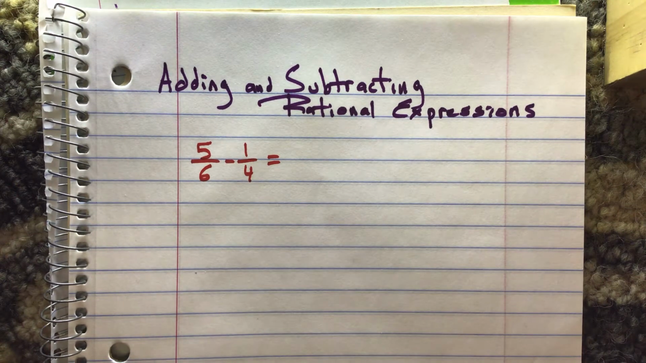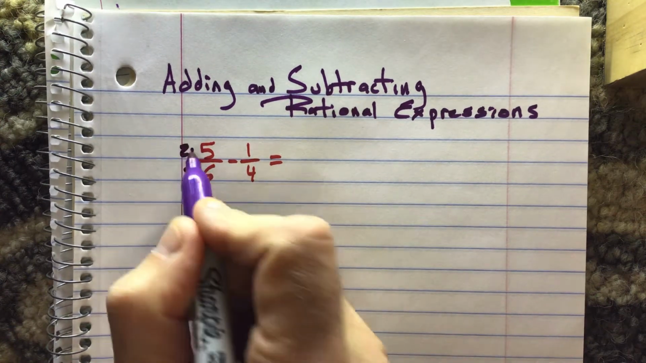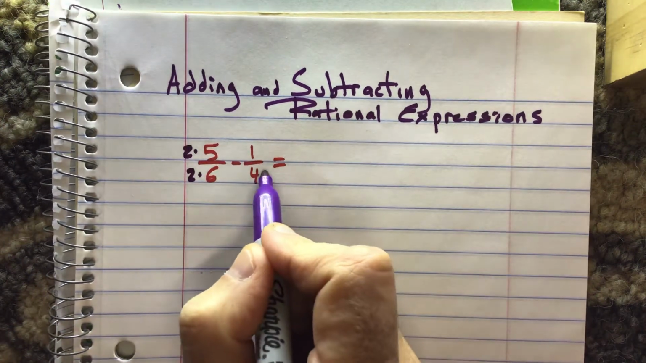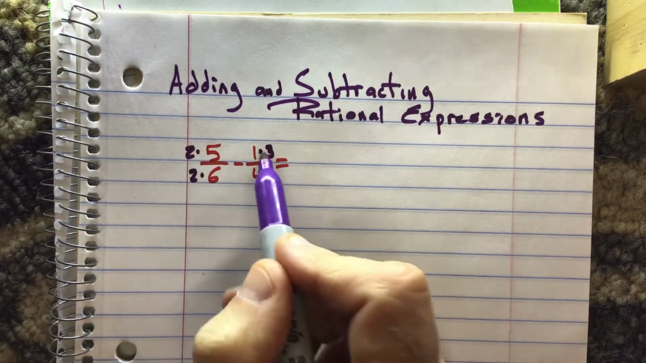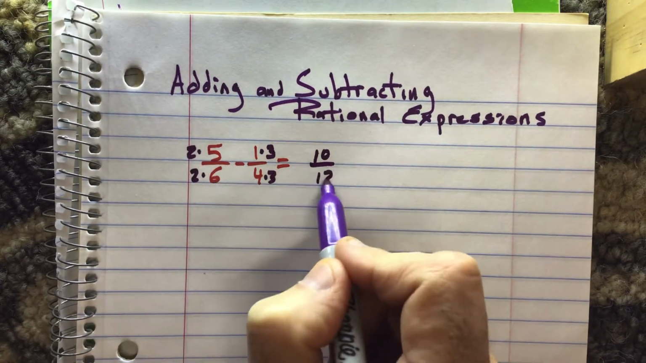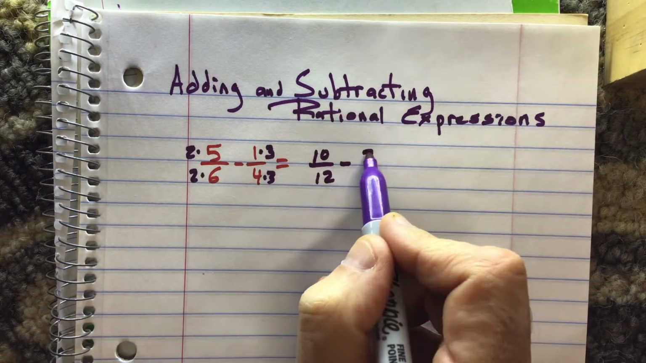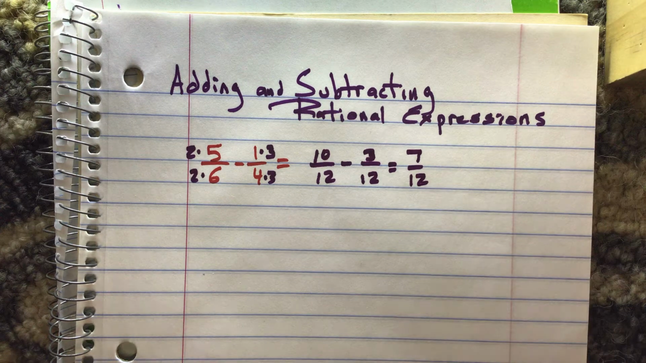So this is a subtraction of fractions. In order to subtract fractions, you need a common denominator. In this case, the common denominator would be 12. I would get that by multiplying this by 2 and this by 2, and I would multiply this by 3 and this by 3, which is like multiplying by 1, 2 over 2, 3 over 3. That gets me 10 over 12 minus 3 over 12 equals 7 over 12, 7 twelfths. So that's how you subtract fractions. You have to have a common denominator.